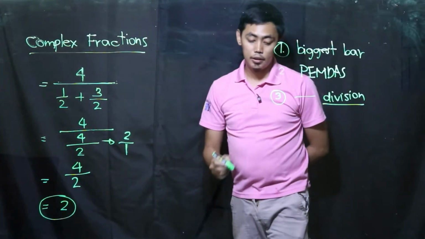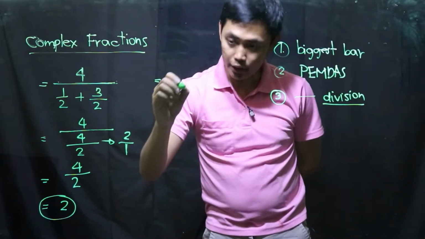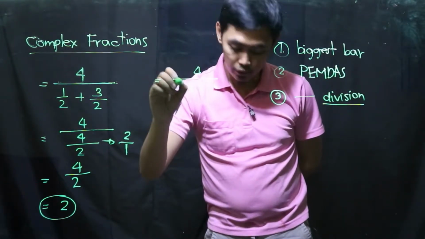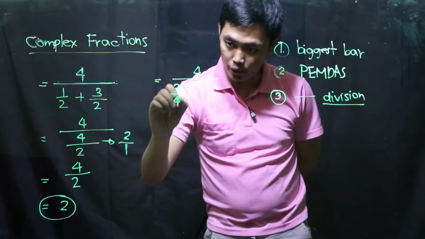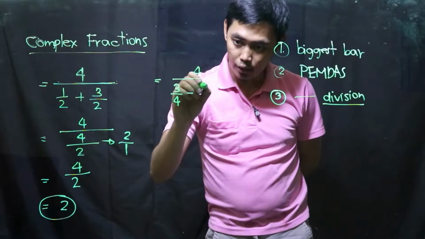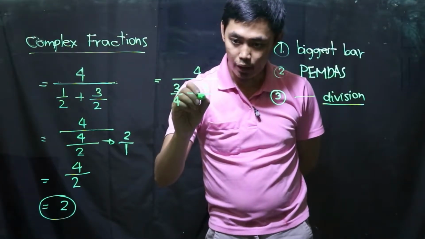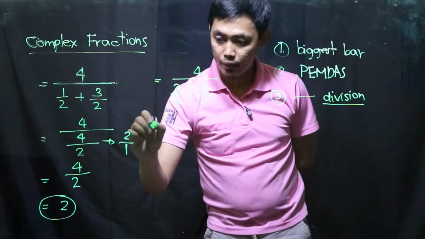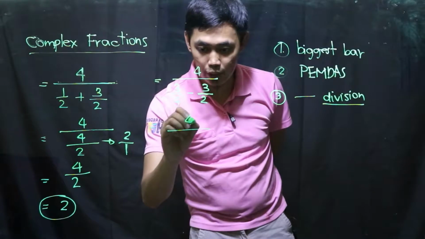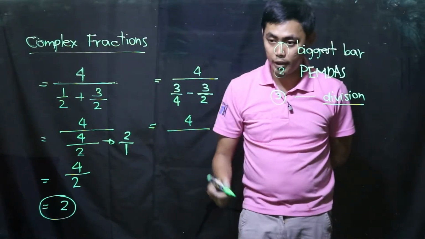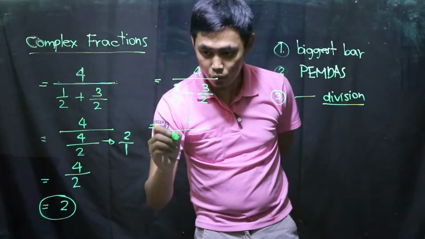Okay. Let's have another example. Let's have 4 over 3/4 minus 3/2. Okay, so let's solve this. There's no need to simplify the top part, the numerator. It's already in its simplest form.